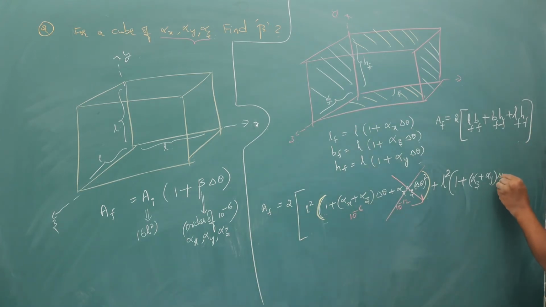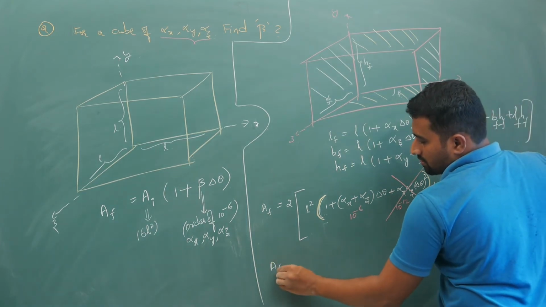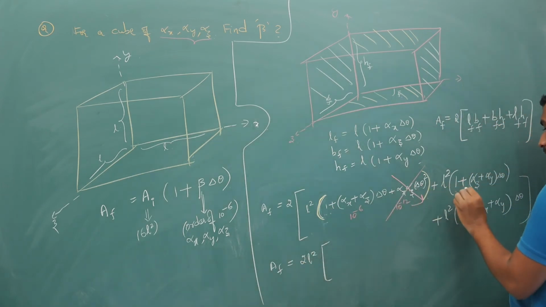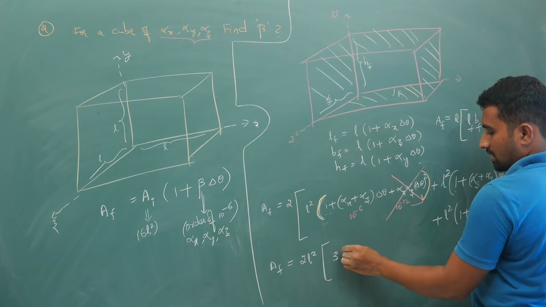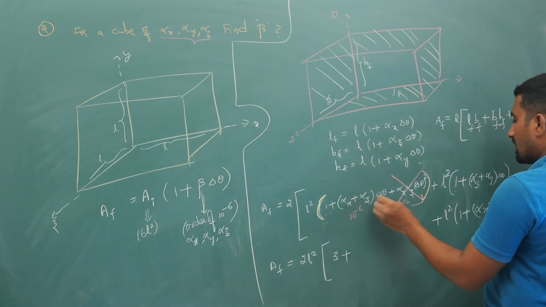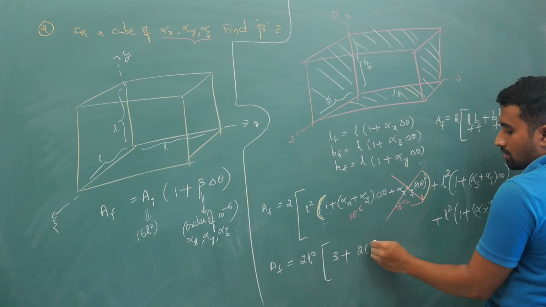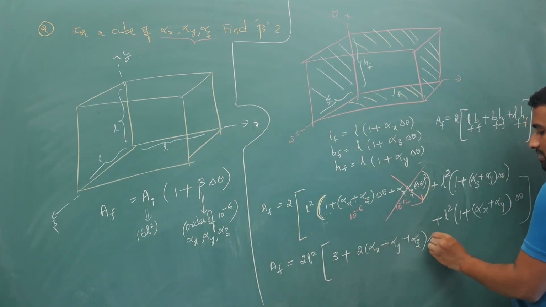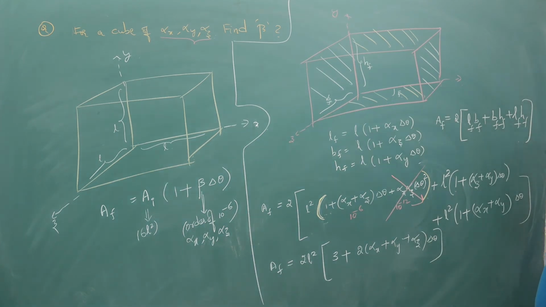Plus times delta theta plus L square times 1 plus, what is it? It is alpha x plus alpha y times delta theta. So finally what you are going to get is, your final area is 2L square times 1 plus 1 plus 1, that is 3, plus alpha x plus alpha z, all this will become 2 times alpha x plus alpha y plus alpha z into delta theta. This is what you are going to get.